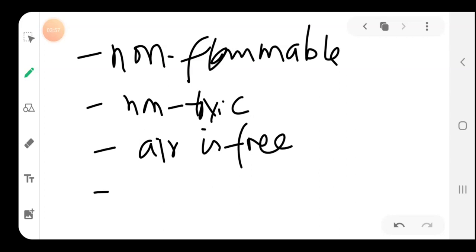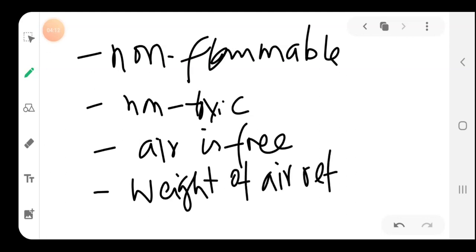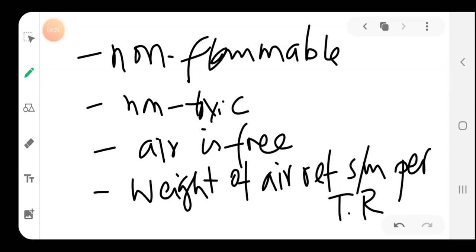And maybe one important factor is the weight of the air refrigeration system per ton of refrigeration. TR means tonnage, ton of refrigeration. This is a unit. It is low. So since weight is low, it is very useful in case of aircraft. So for all these reasons, we use air itself as the working fluid, right?